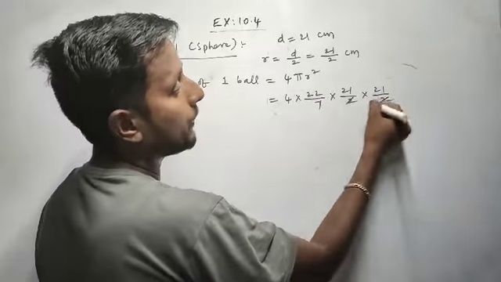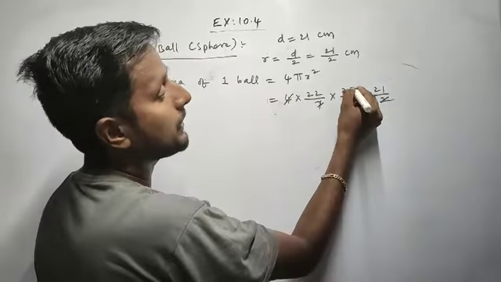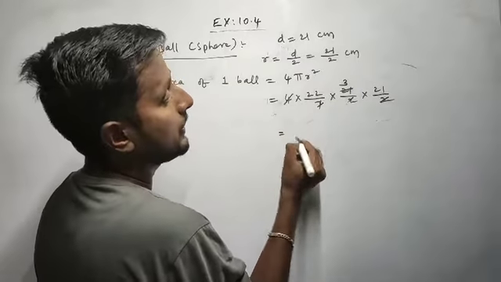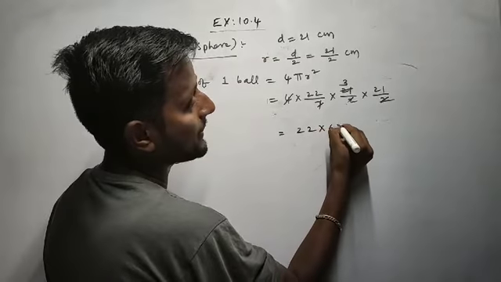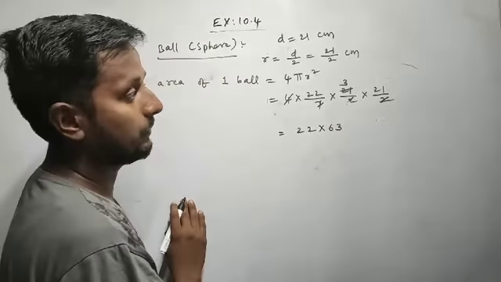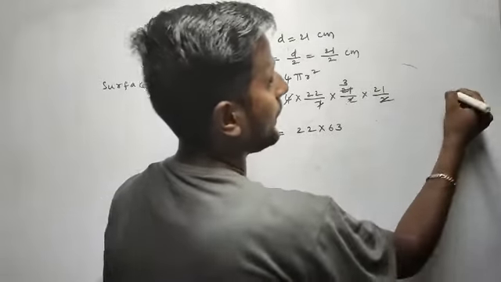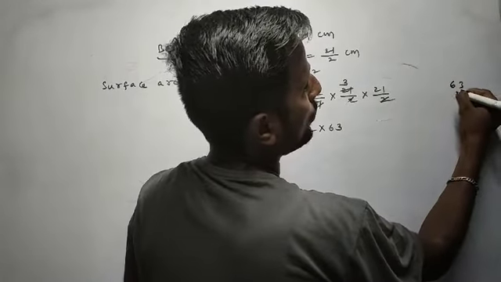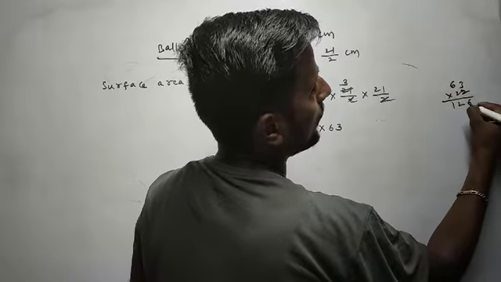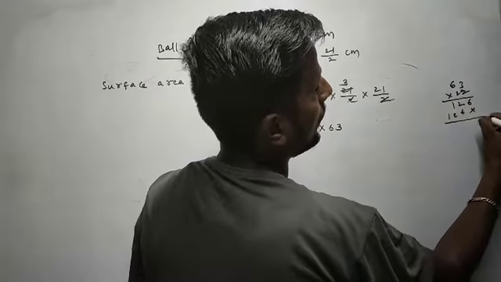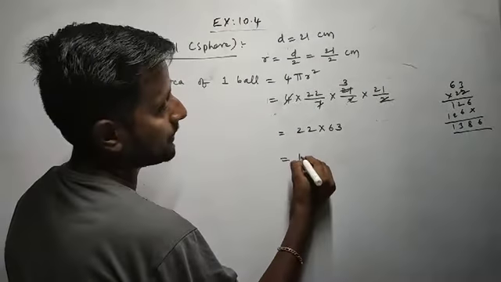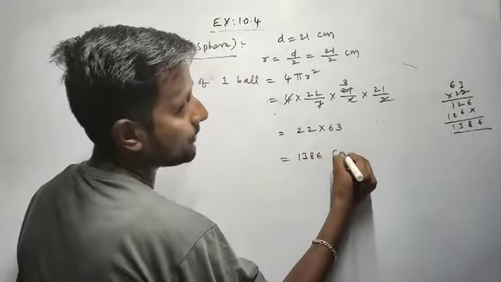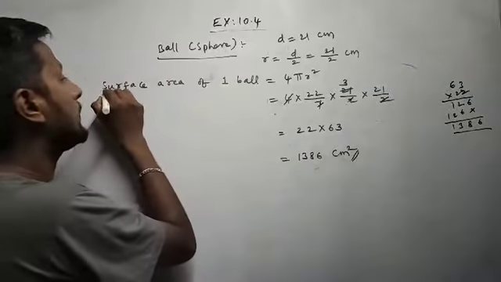2 2s are 4, right? 4 get cancelled. 7 1s are 7, 3s are... Simple. 22 into 63, right? 21 3s are 63. 63 2 2s are 6, 12, same. 6 12. 6 8 3 1, right? So answer 1386 centimeter square, because it's surface area.